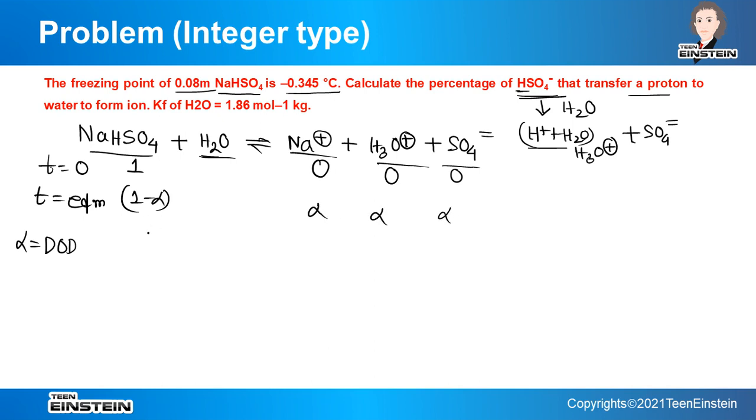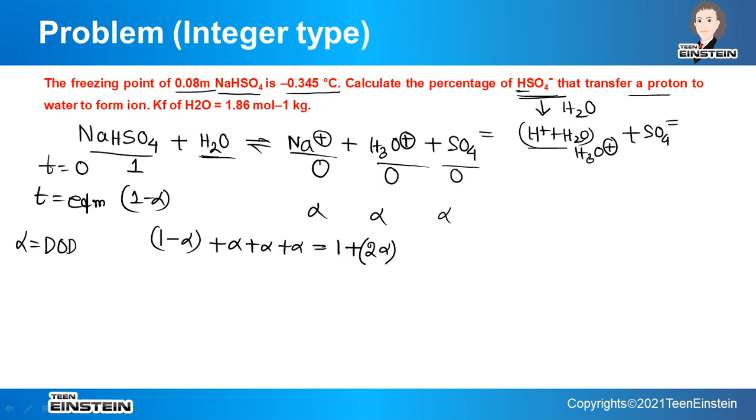Okay, so now the total number of particles, what is the value? It will be 1 minus alpha plus 3 alpha actually. So it will be 1 plus 2 alpha. Okay, so now we know the value of the total number of particles present at equilibrium.